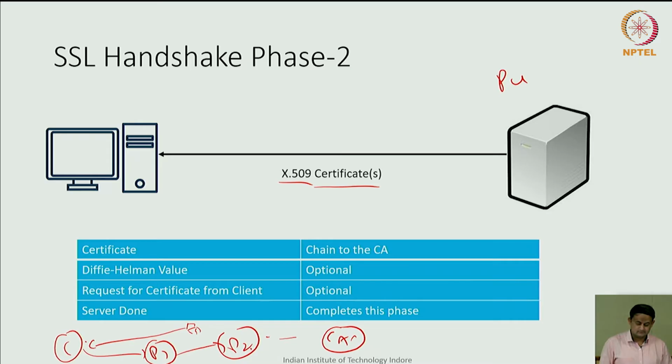But in most cases, the intermediate chains are not used, particularly in the HTTP conversation. The certificate directly identifies the certifying agencies. Then there is an optional value called the DP-element value that is also sent as part of this communication. And the second optional value: the server can also request a certificate from the client, but otherwise it's also okay. Finally, the server says this phase is done. I sent the certificate, now my job is done.